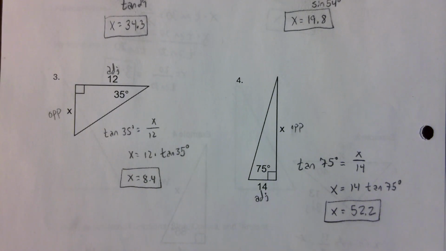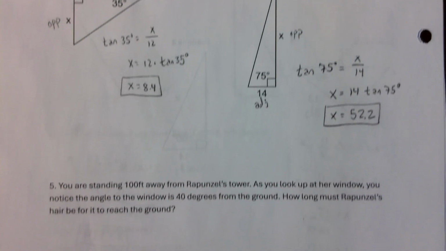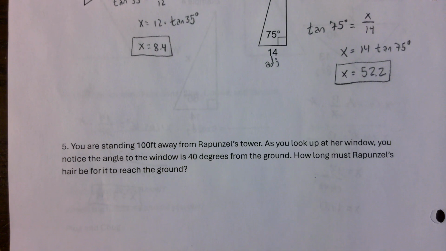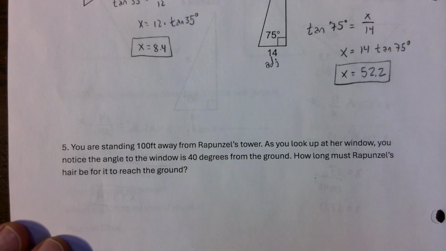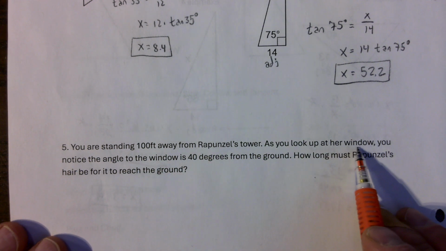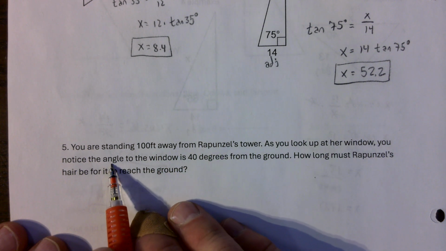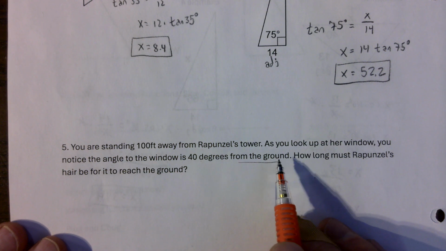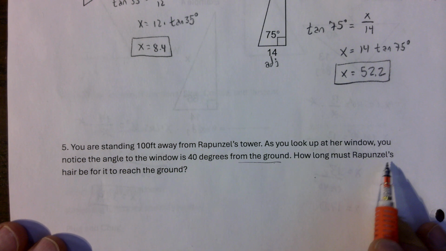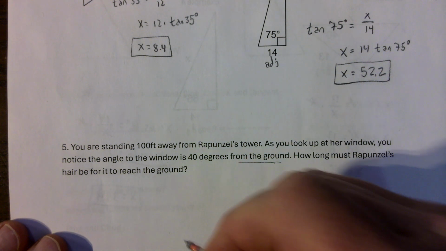All right, so we just have one last problem left, and this is a word problem, and you haven't been given a picture or anything like that. So for this, you have to read it and draw the picture. So you're standing 100 feet away from Rapunzel's tower. As you look up at her window, you notice the angle to the window is 40 degrees from the ground. That's important. How long must Rapunzel's hair be for it to reach the ground?